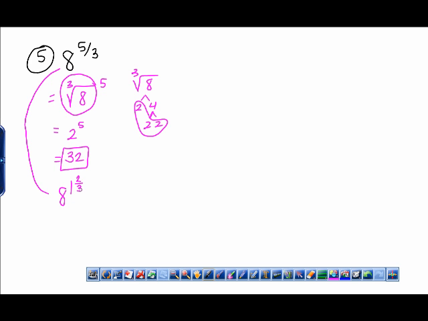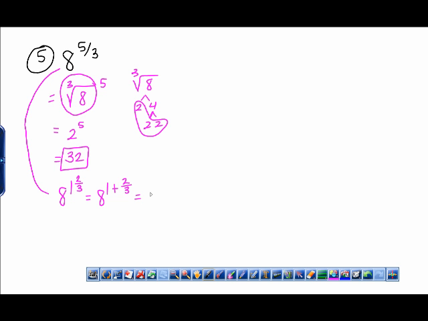Okay, and some of you are going to think this is harder than the way you just did it, but some people really like this. So think about 1 2/3. This is like 1 plus 2/3. And this could keep your numbers down in another problem.